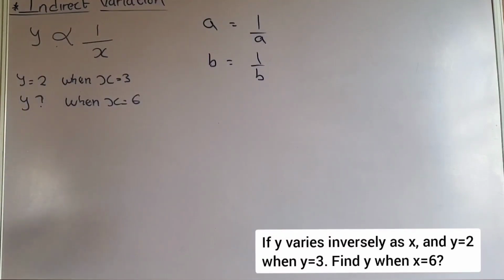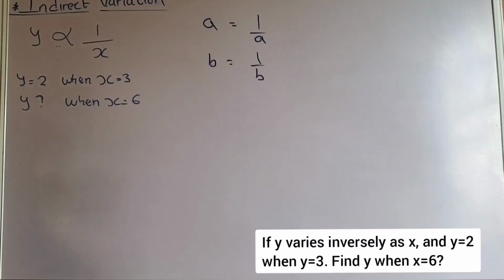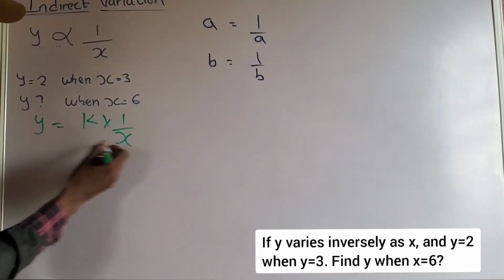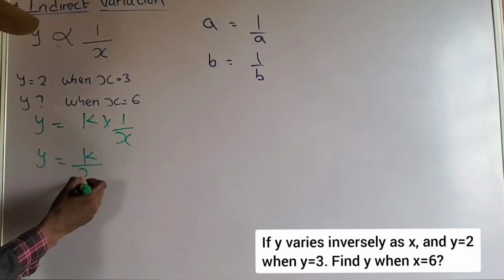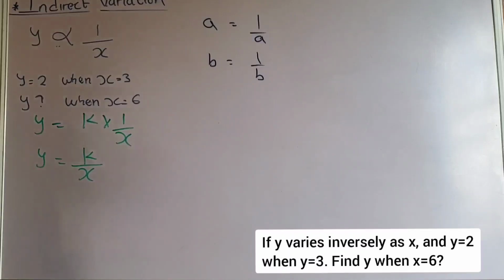Because variation talks about the degree of differences between two quantities, if I want to change this variation sign to an equals sign, it is necessary that I introduce a proportionality constant. The goal of the proportionality constant is to tell us the degree of variation that exists between y and x. So I'm going to have y equals k multiplied by 1 over x. So y equals k over x. Don't forget that I told you k is just a constant, which tells us the degree of differences that exist between the variables x and y.